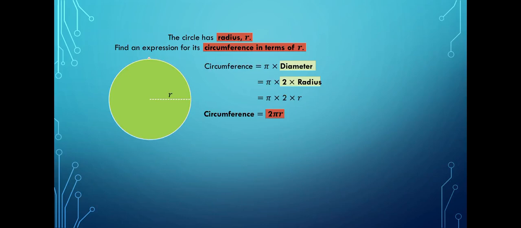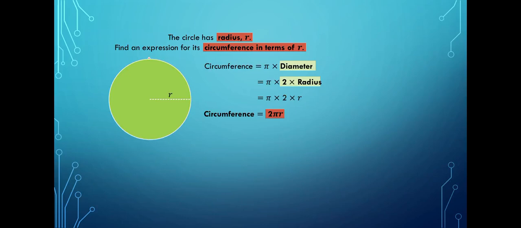Now the circle has radius r. Find an expression for its circumference in terms of r. Circumference is equal to pi times diameter, that is pi multiplied by 2 multiplied by the radius. That means pi multiplied by 2 multiplied by r. That means circumference equals 2 pi r. So this is how this formula was derived.